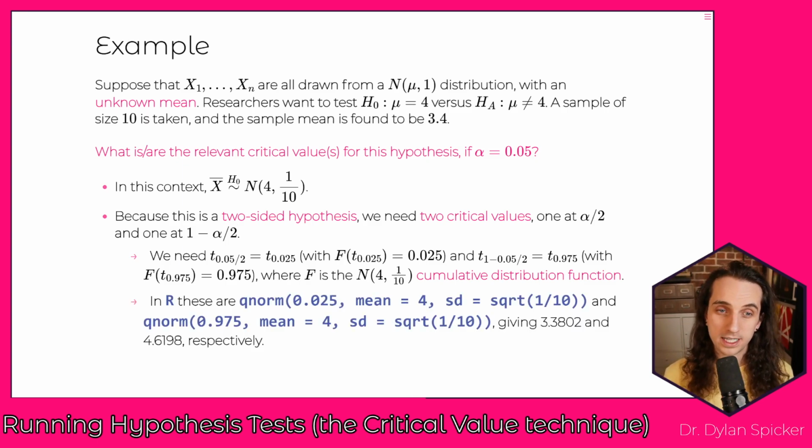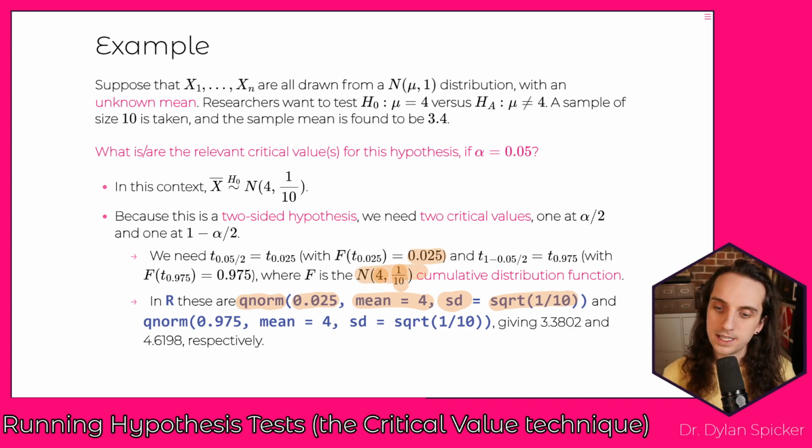And so in particular, in R, if you want to find the critical values from the normal, we can use the qnorm function, right? And so the qnorm function takes in the level that we want here. So this 0.025 corresponds to our 0.025. And then we need to specify the mean and the standard deviation that we're working with. So here the mean is 4, and the standard deviation, which we call SD, is the square root of 1 over 10. If you don't provide the mean and the standard deviation here, then it's going to assume that you're dealing with a standard normal, right? And that's not what we want here. We want this normal distribution over here.